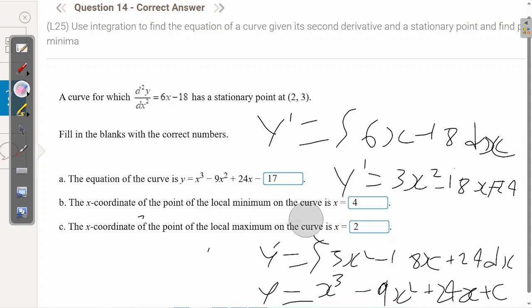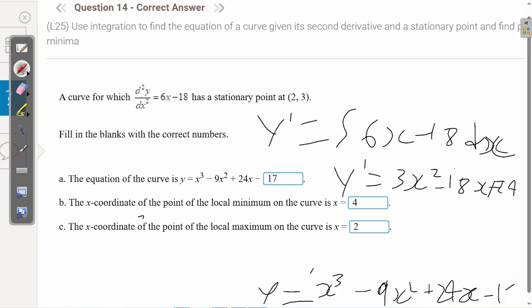So let's substitute it in. So c is equal to negative 17, which was what they want. They didn't want anything else. Okay, now what do they want? They want the local minimum and the maximum.